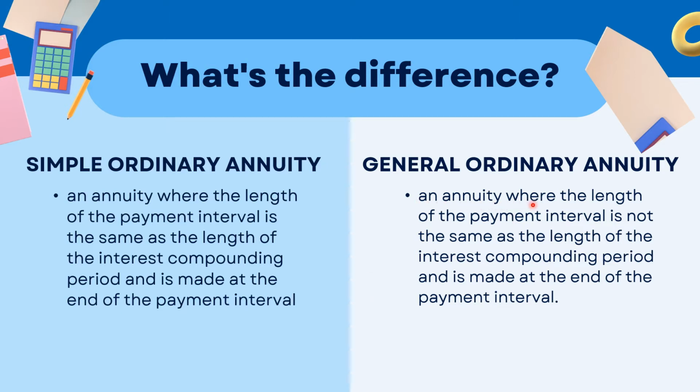So this is an annuity where the length of the payment interval is not the same as the length of the interest compounding period. And again, ordinary annuity because it is made at the end of payment interval. Yan. So magkaiba naman na po yung payment interval at saka yung kanyang compounding period.